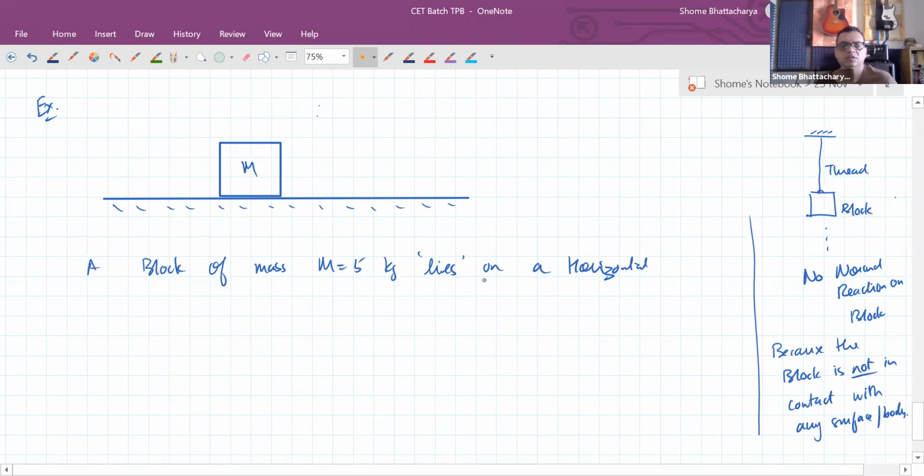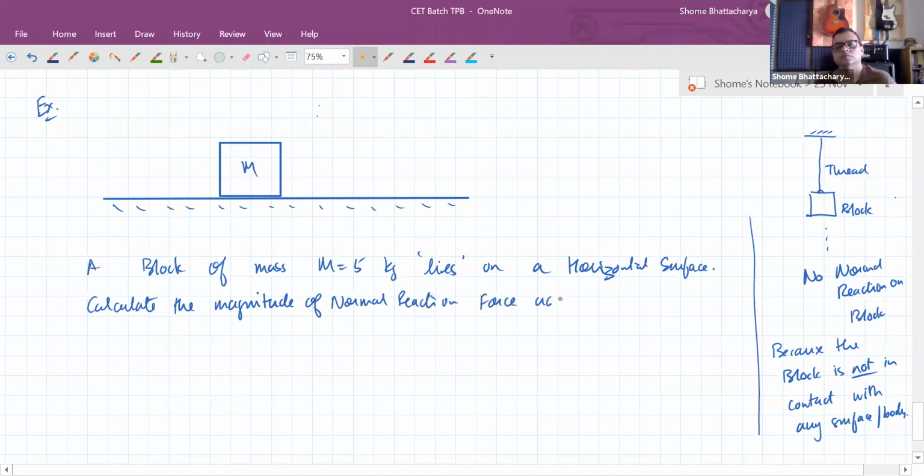Okay, so now in this case, we want to calculate the magnitude of the normal reaction force on the body, and take g as 10 meters per second square.